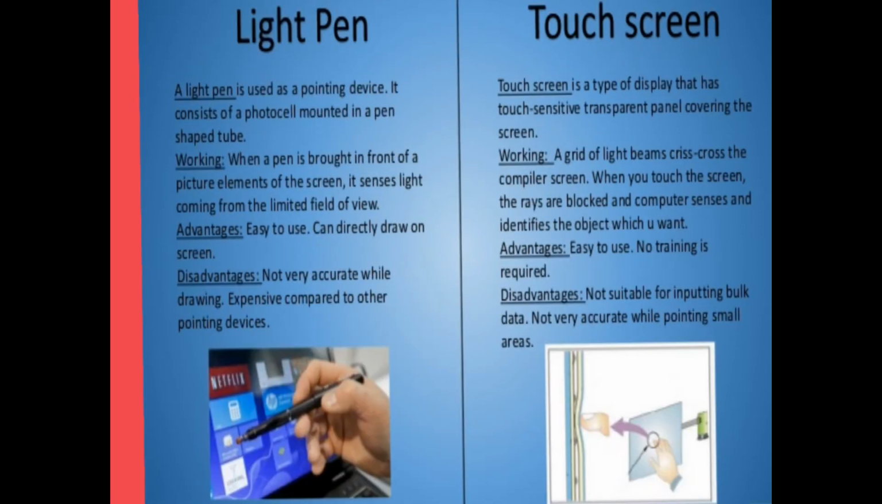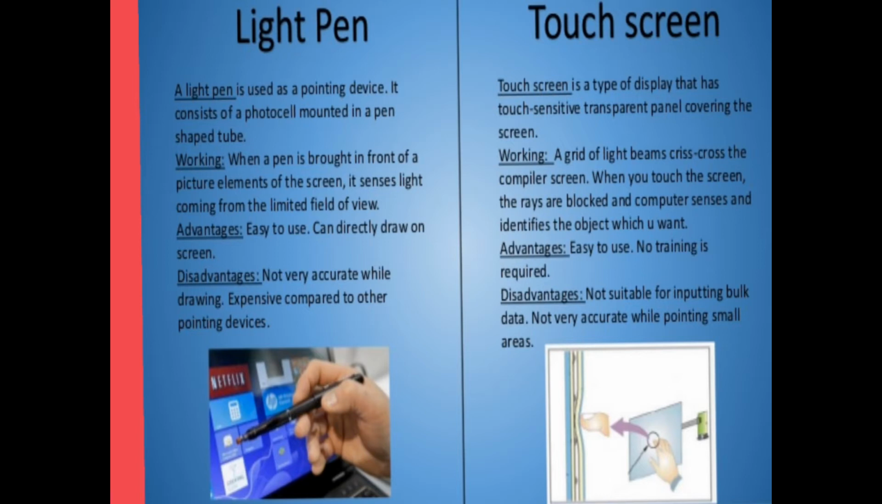Next is light pen. A light pen is used as a pointing device just like the mouse. It consists of a photocell mounted in a pen-shaped tube. When a pen is brought in front of a picture element of the screen, it senses light coming from the limited field of view. Advantage of light pen is it is very easy to use and we can directly draw on the screen using the light pen. Disadvantage is it is not very accurate while drawing. It is also expensive compared to other pointing devices.